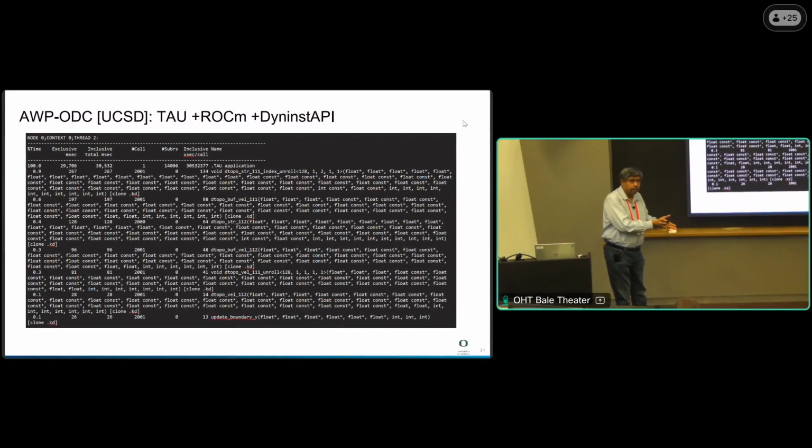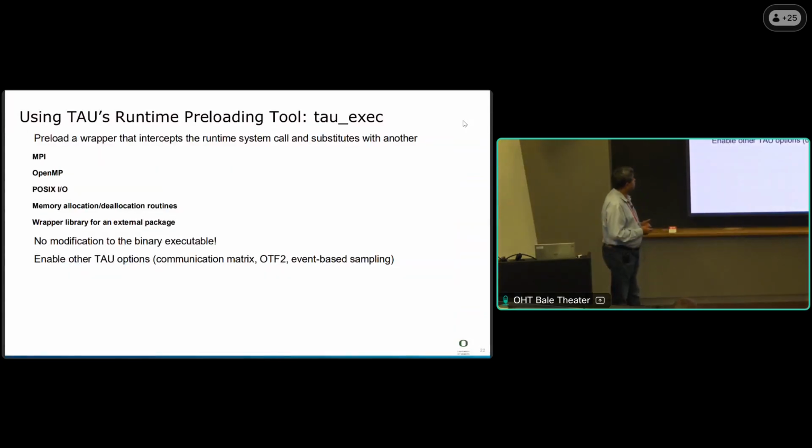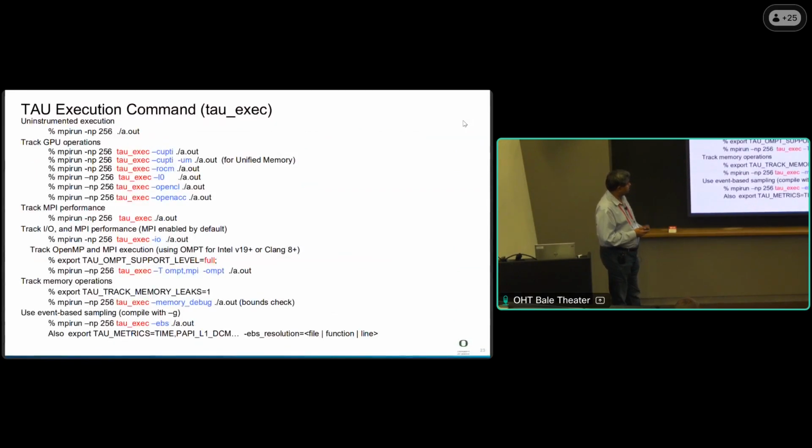You can rewrite a binary, you can rewrite a library, you can just use event-based sampling along with MPI instrumentation. You can use ROCm instrumentation to instrument all the kernels running on the GPU. So the key takeaway is you can use tau_exec and then enable other options like event-based sampling or other communication.